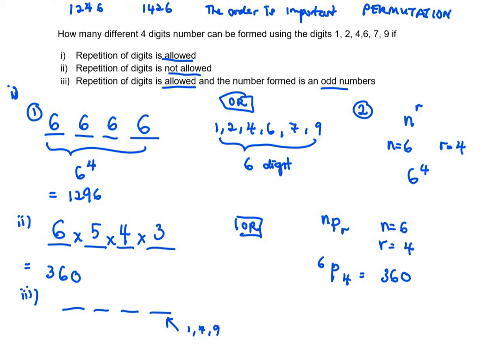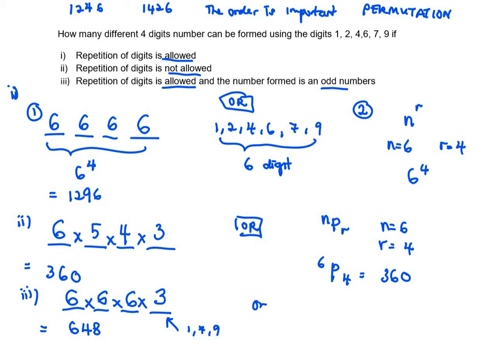So we have 3 selections of digit, either 1, 7 or 9, in order for that number to be an odd number. And then the repetition is allowed, so we have 6 selections of digit, 6 selections of digit, and 6 selections of digit. So we multiply all, right? So it will be 648.